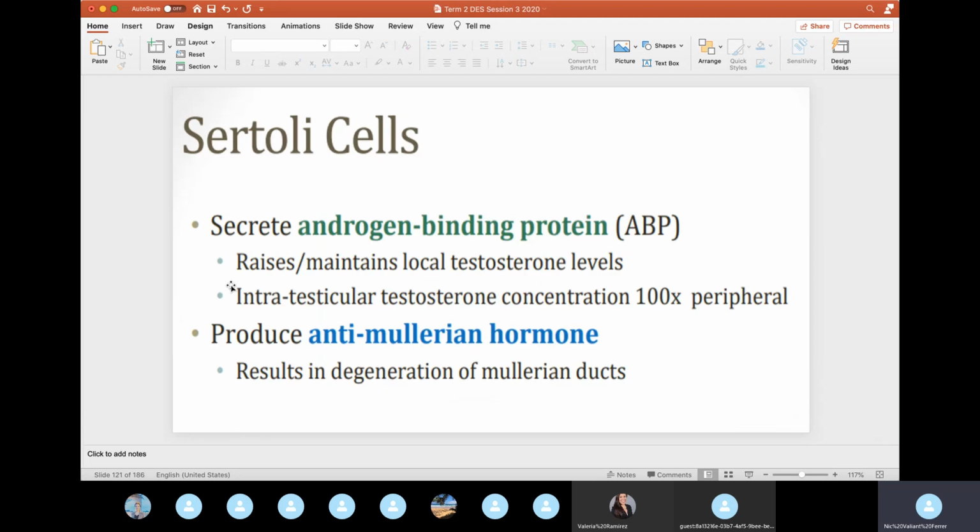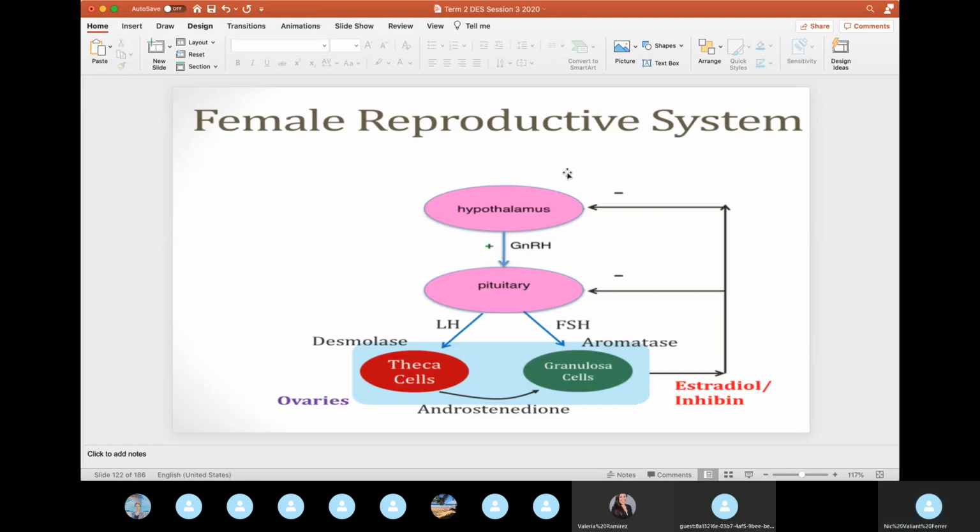So they also secrete androgen binding protein and anti-Mullerian hormone. When I say Sertoli cells, they secrete what? They secrete inhibin B, they secrete androgen binding protein, and they produce anti-Mullerian hormone. That's your Sertoli cells. How about your female reproductive system?